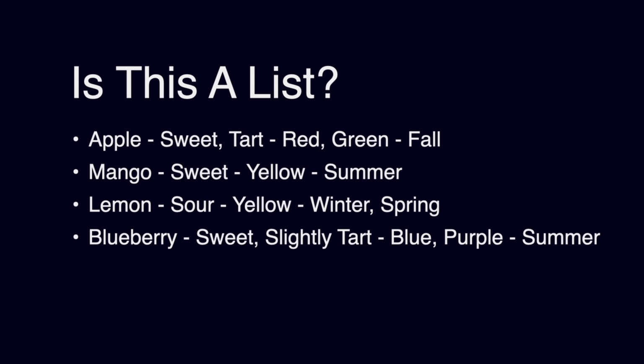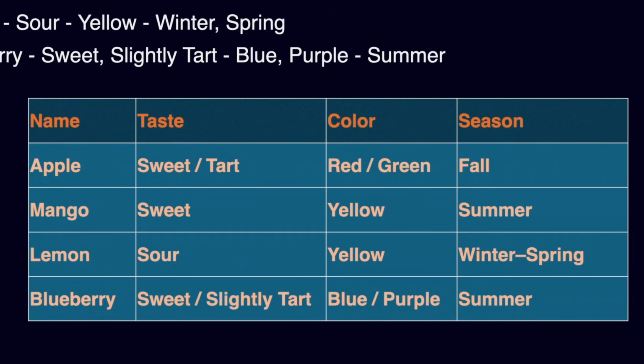Is list a suitable structure for the content that we are trying to show here? My answer is no. But do you know any better structure for showing this content? A table. This is an example of tabular data. We have some items, apple, mango, lemon, blueberry, and we are capturing the same property, taste, color, and season, for each of those items.